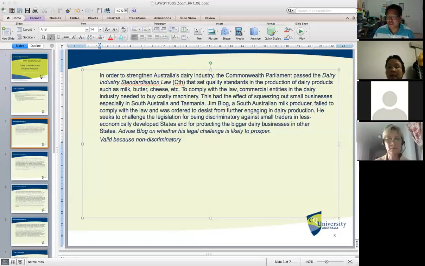Yes, you can argue either on the basis of Section 51(1), which concerns interstate commerce, or arguably it's even international trade and commerce, because it could be argued that the purpose of the dairy industry standardization law is to help Australia's exports. And secondly, you could argue that it can also be based on Section 51, subsection 20 of the Constitution concerning trading or financial corporations. Because obviously, the production of dairy products involves trade, because you obviously have to sell dairy products.